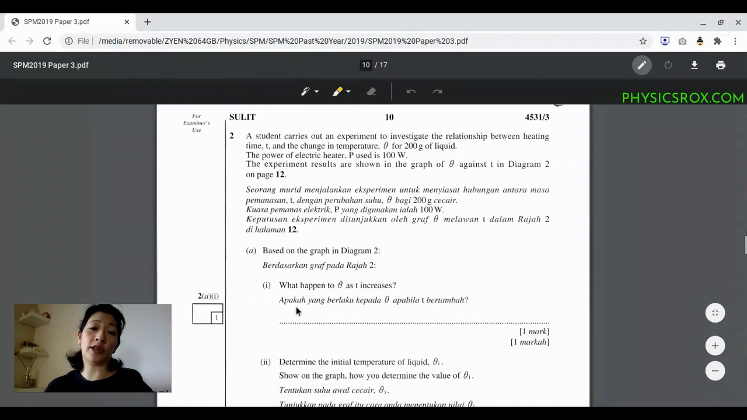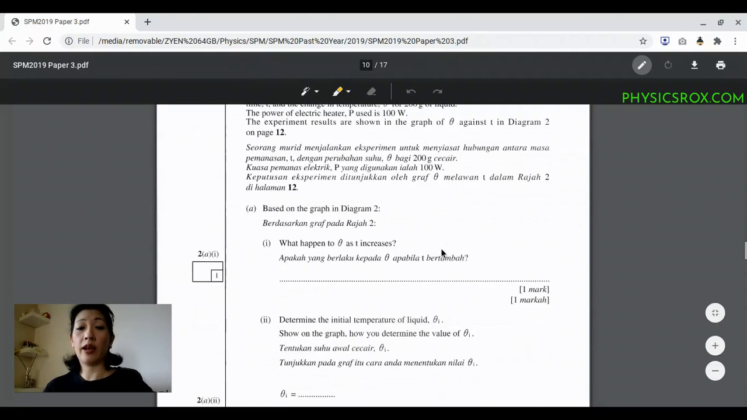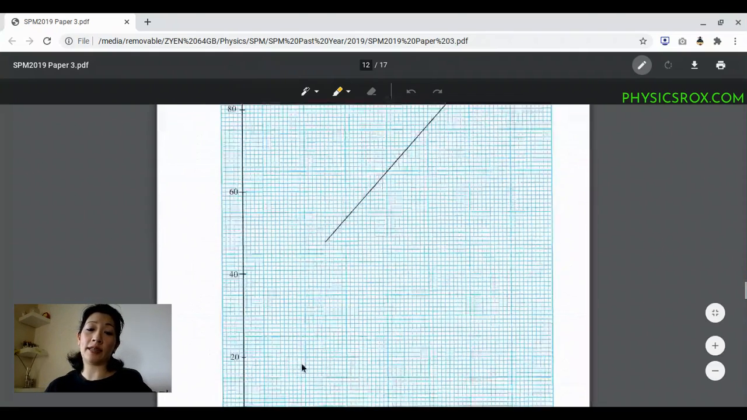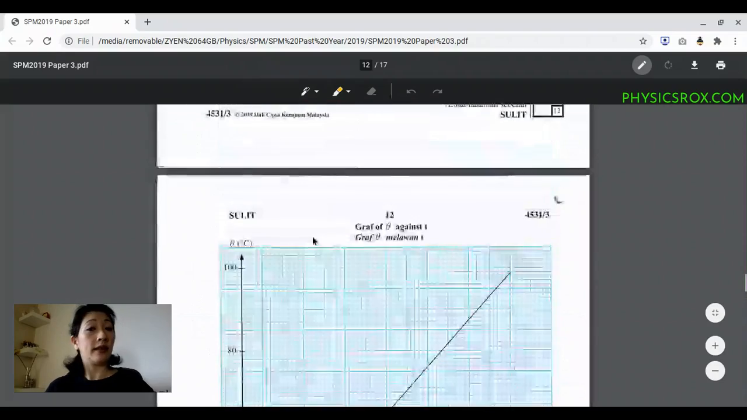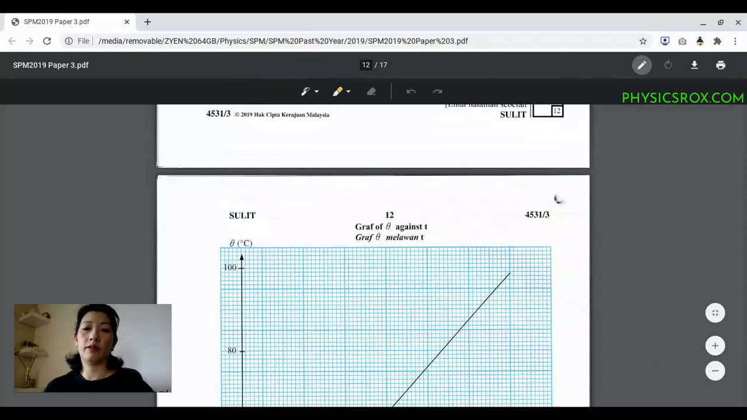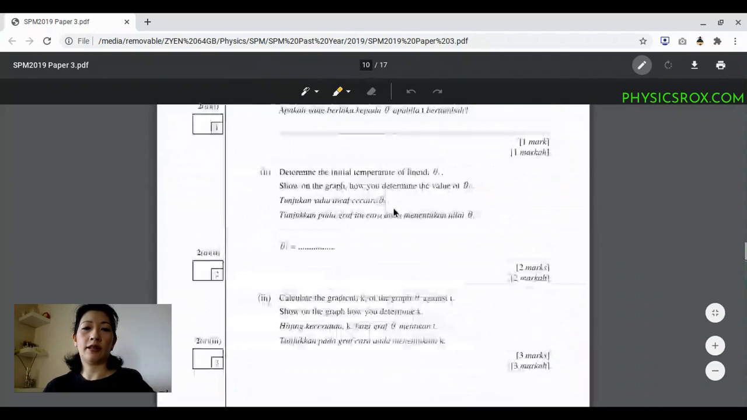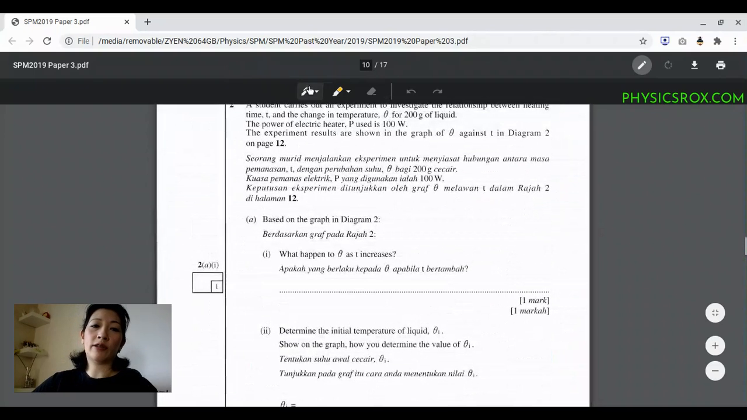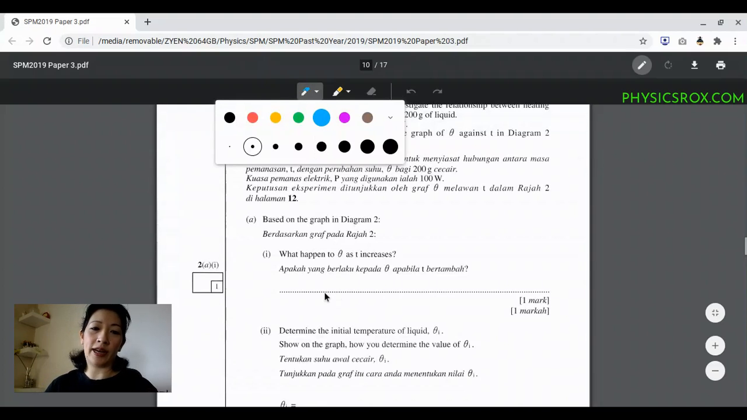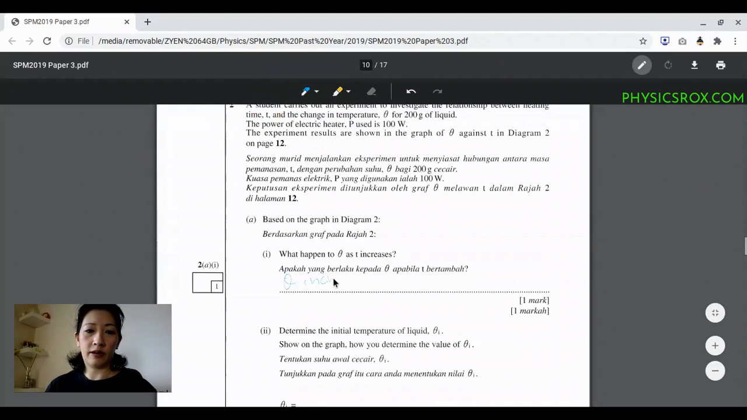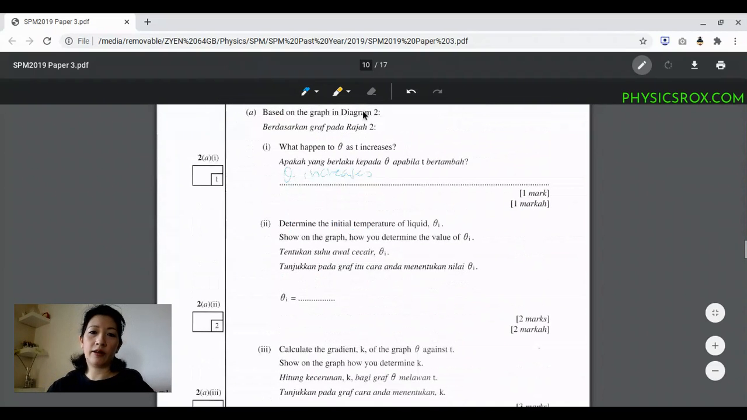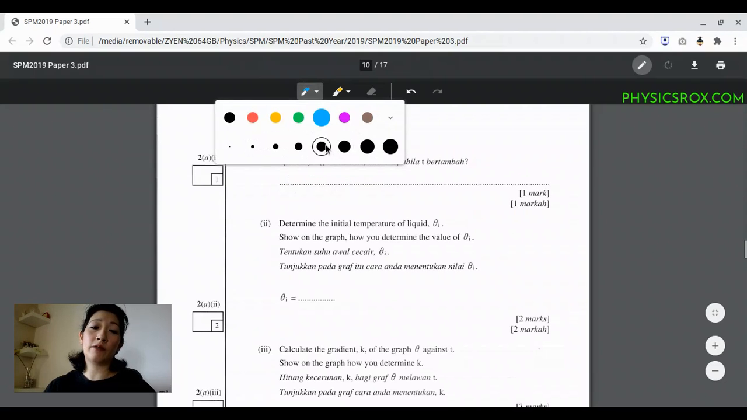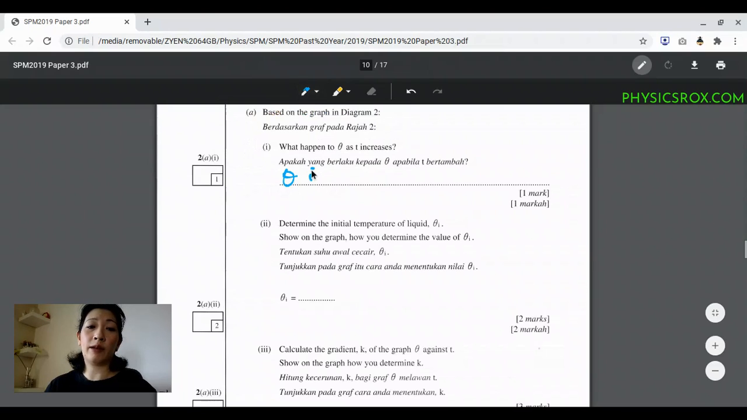For example, this particular question asks what happens to theta as t increases. Just look at the graph and you should be able to get the answer. See, as t increases, theta increases. Let's go back here. Okay, and that's what you write. For the sake of completion, I'm just going to scribble the answer here: increases. Okay, let's do that again because that was not very clear. Although I say I'm not focusing on the answers in this video, I'm just going to fill in the answers here so that it feels a little more complete.